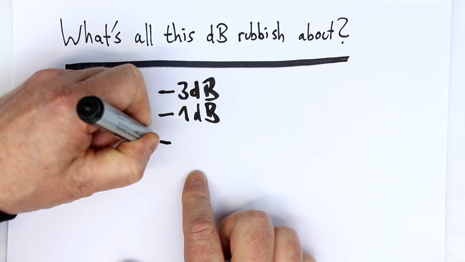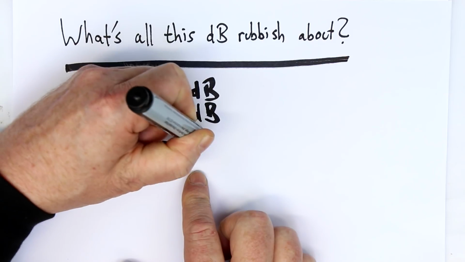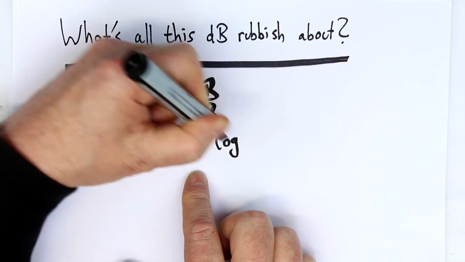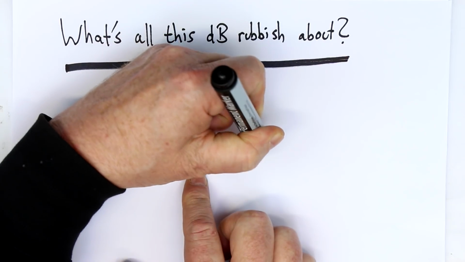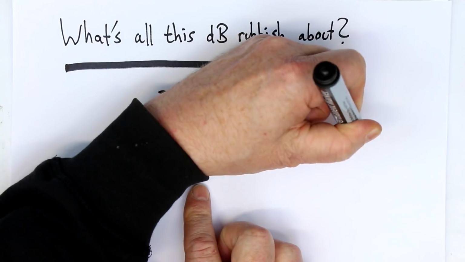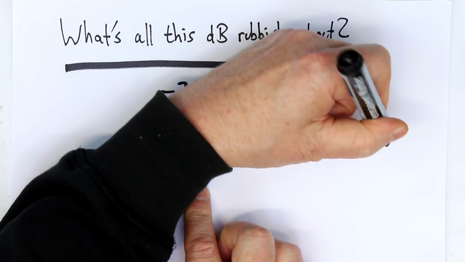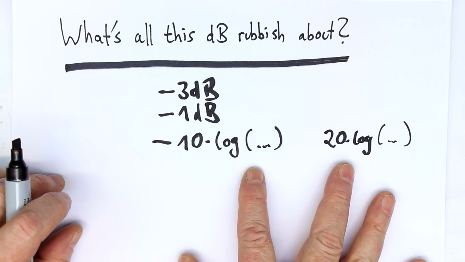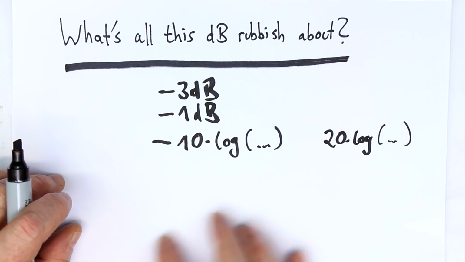And if you've ever wondered why you sometimes find as the definition of the decibel 10 times the logarithm to the base 10 of something, and sometimes you find 20 times the logarithm of something, how can it be that there are two different definitions? What's the reason for that?